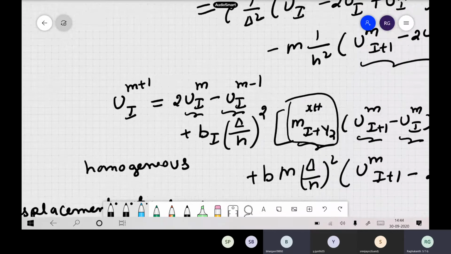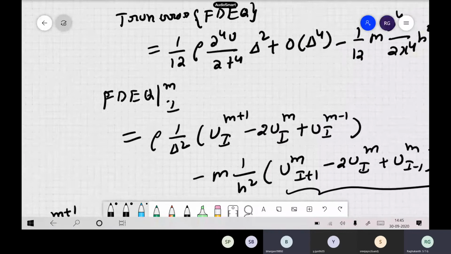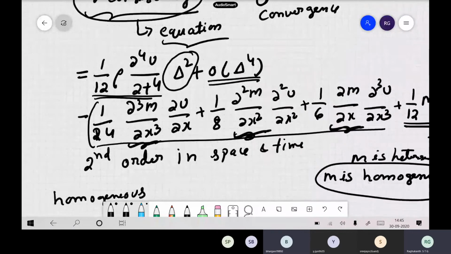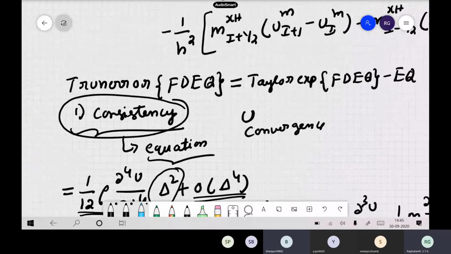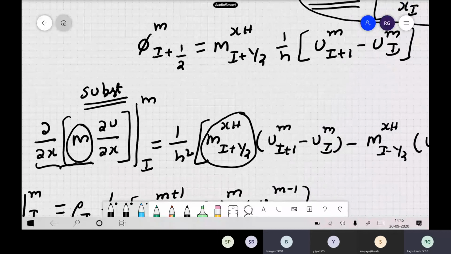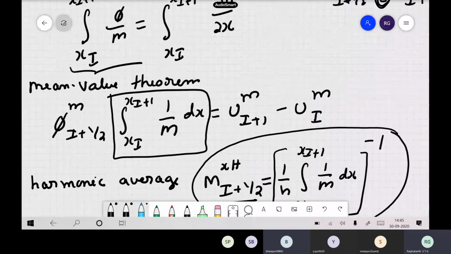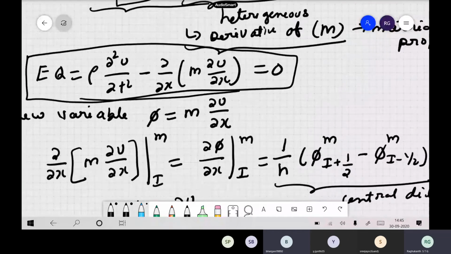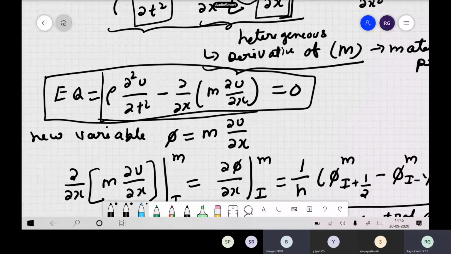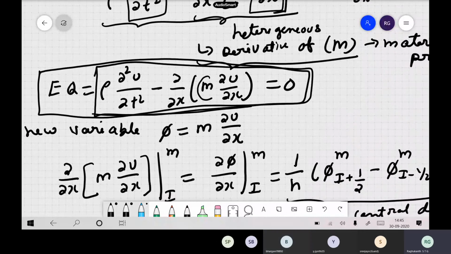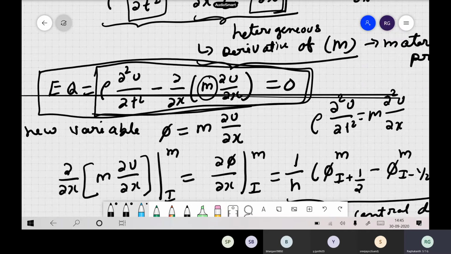So what did we do in the first case? In the first case, what was our equation? We combined them, and the stresses we have eliminated. So this was our equation. How was the grid, only displacements here? What is the advantage you are having here? Suppose if m is homogeneous, what is our equation? Dou square u by dou t square is equal to m into dou square u by dou x square. What type of grid will you get here?